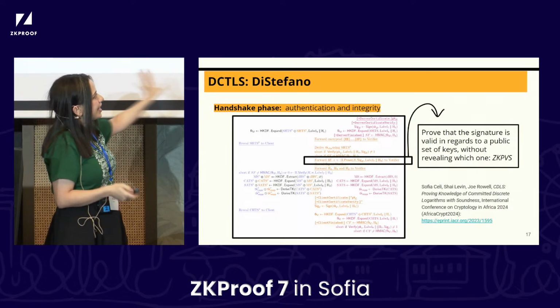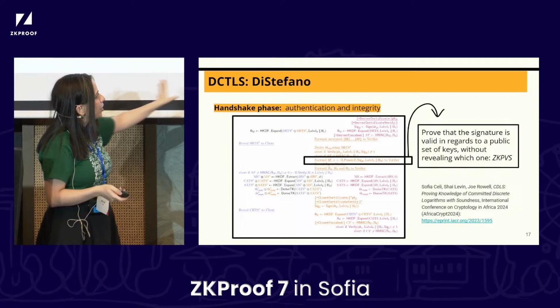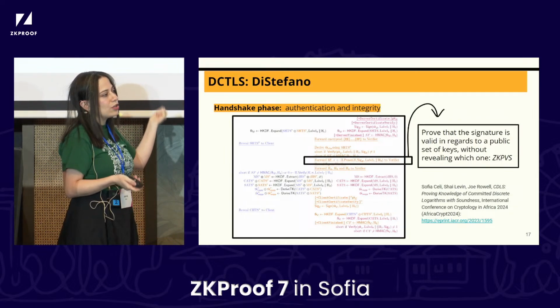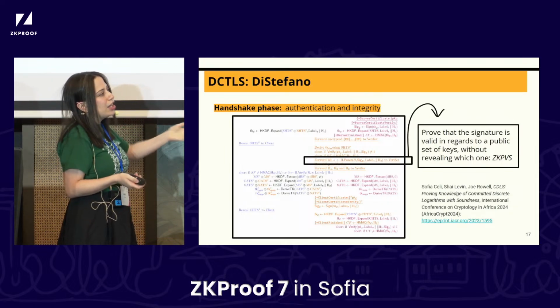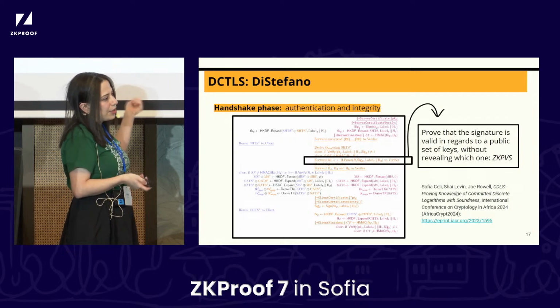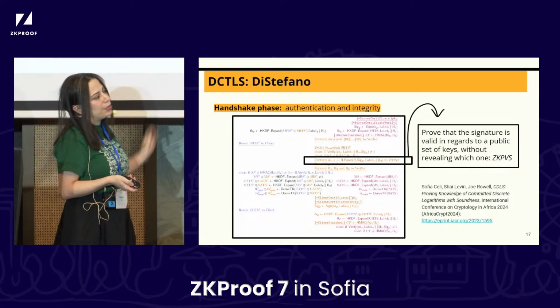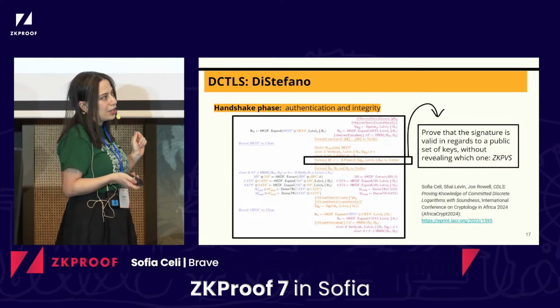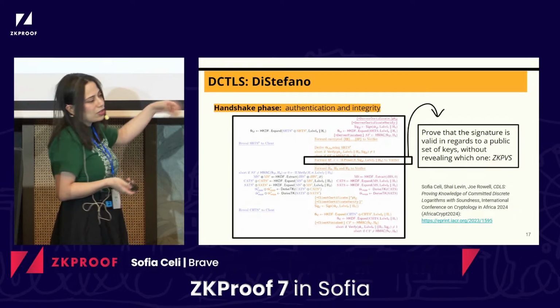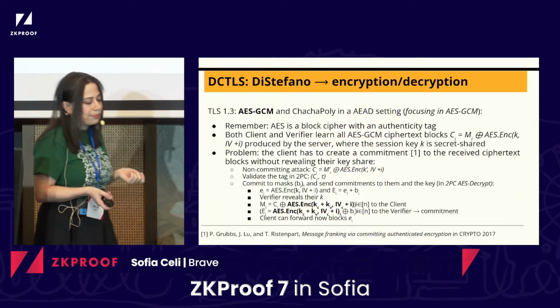Okay, but here, essentially, everything works the same. What you have is that you received as a client all of the messages in encrypted form. You forward them to the verifier. The verifier then is committed to those specific messages, and once that happens, they reveal their specific share of that key so that the client can essentially decrypt.